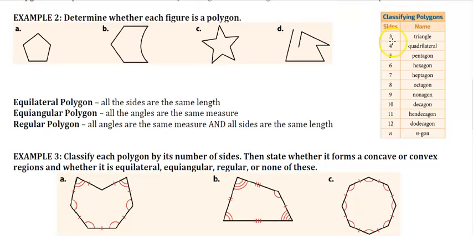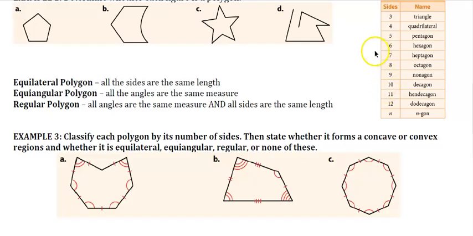Okay, you will notice over here we have all these classifying polygons, these names, and I'll leave that up there so we'll have it to help us. I don't want to lose those. Now, some more vocabulary. All right, so let's pay close attention to this vocabulary. We have an equilateral polygon. Okay, so that's all the sides are the same length. Equilateral, all the sides are the same length. Then we have equiangular. All the angles are the same measure, the same size.